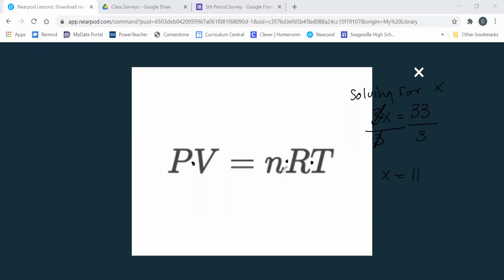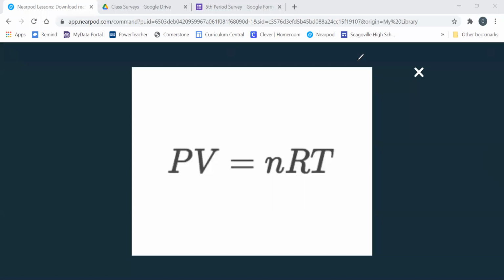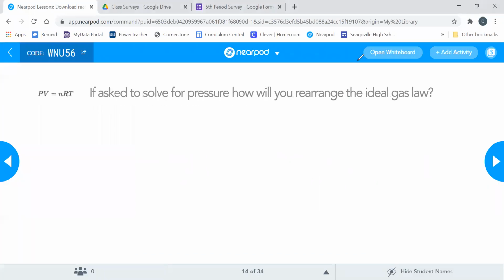But on this, we want to isolate or solve for n. So what I have to do is divide by the RT. And then the like units cancel out if they're on top and on the bottom. So the formula will look like this. And that's how I do it. I do not move the PV. I just move the RT to the other side by dividing. You guys do need to know how to do this to be able to solve these problems.